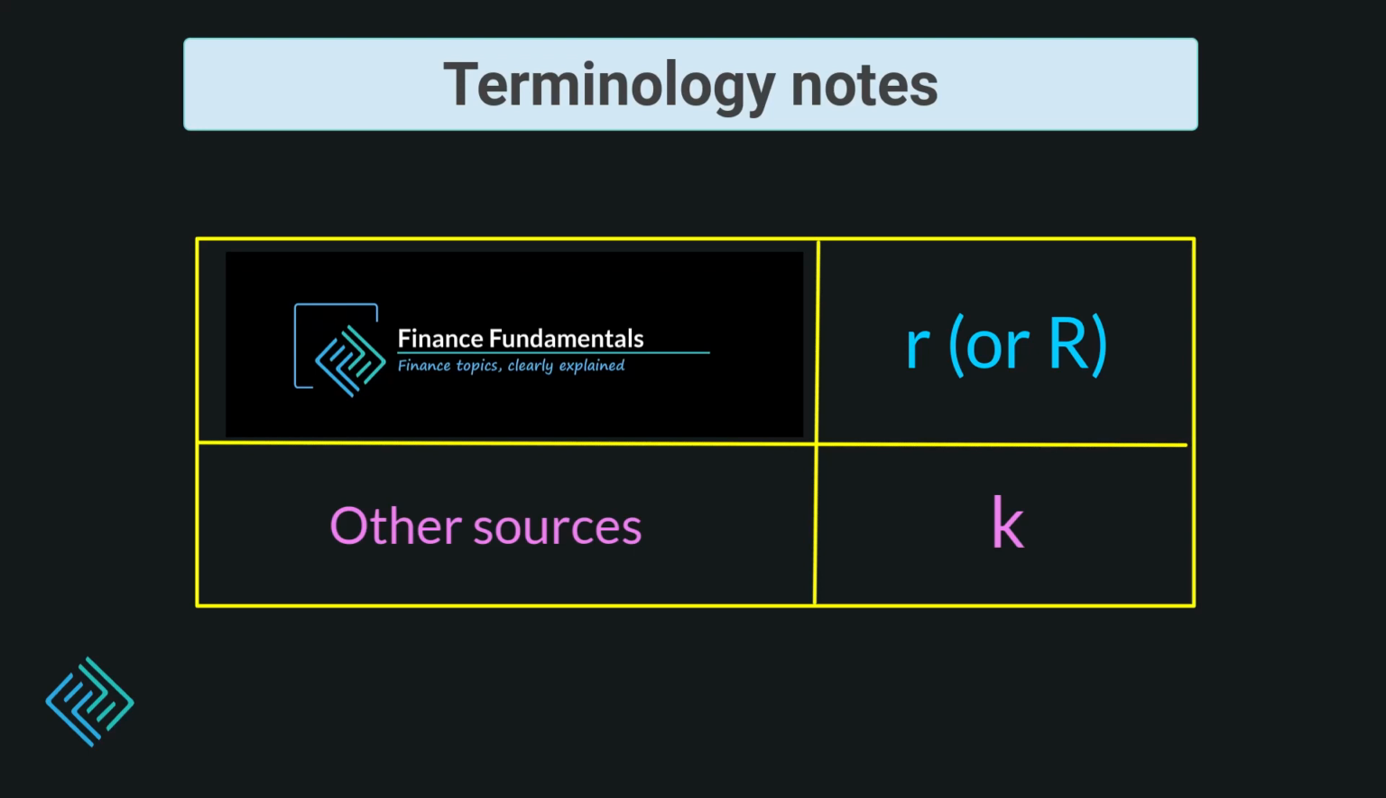The choice between whether you use R or K really doesn't matter. It is largely a matter of personal preference. Don't let any author or presenter tell you otherwise. It really is just a matter of historical accident that, generally speaking, sometimes, but not always, in a corporate finance context where you are considering the discount rate as a cost of capital, the letter K is sometimes used.